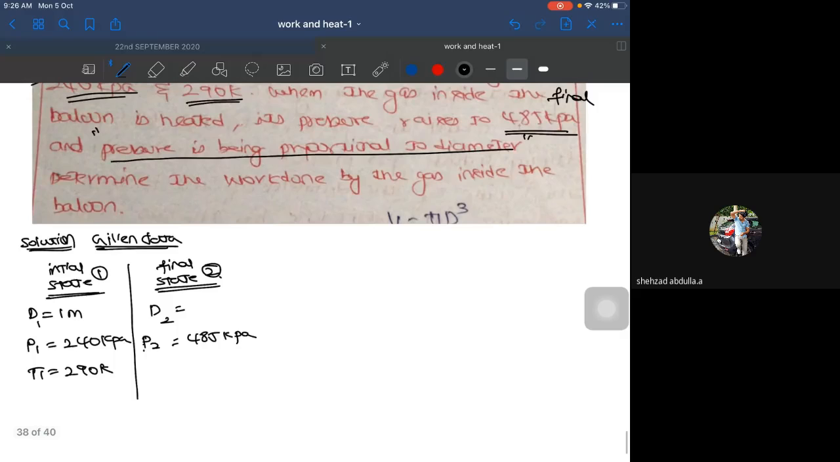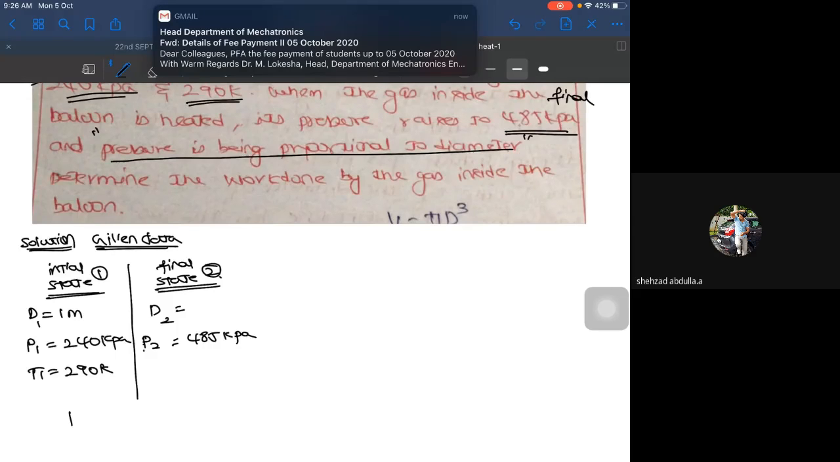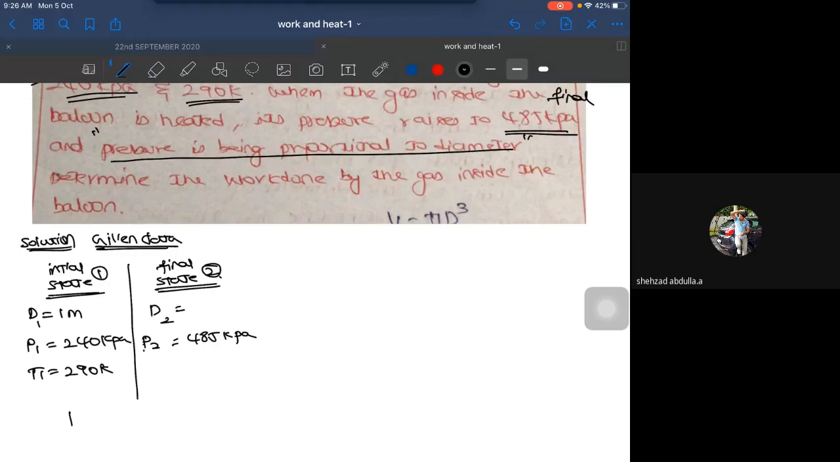Okay. So the important line is that the pressure is proportional to the diameter. Okay, that is the line which is being given. Okay, so we shall try to solve this.